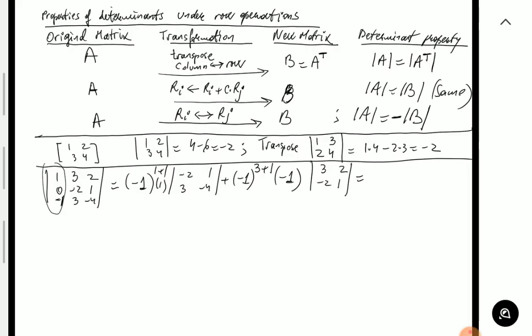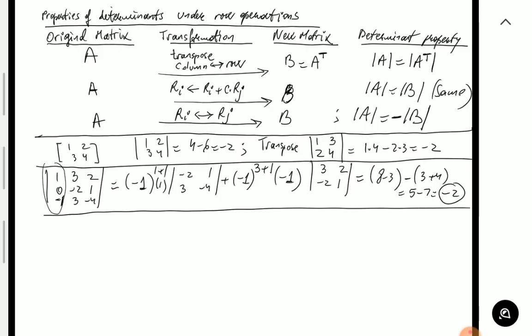So I should get obviously the same thing. The first determinant is 8 minus 3 times 1. Then minus 1 times 1. And then 3 minus negative 4, that's plus 4. 5 minus 7 equals negative 2. Again, as expected. I purposely chose the same matrix just to convince yourself that doing it by various means, you obviously get the same answer.